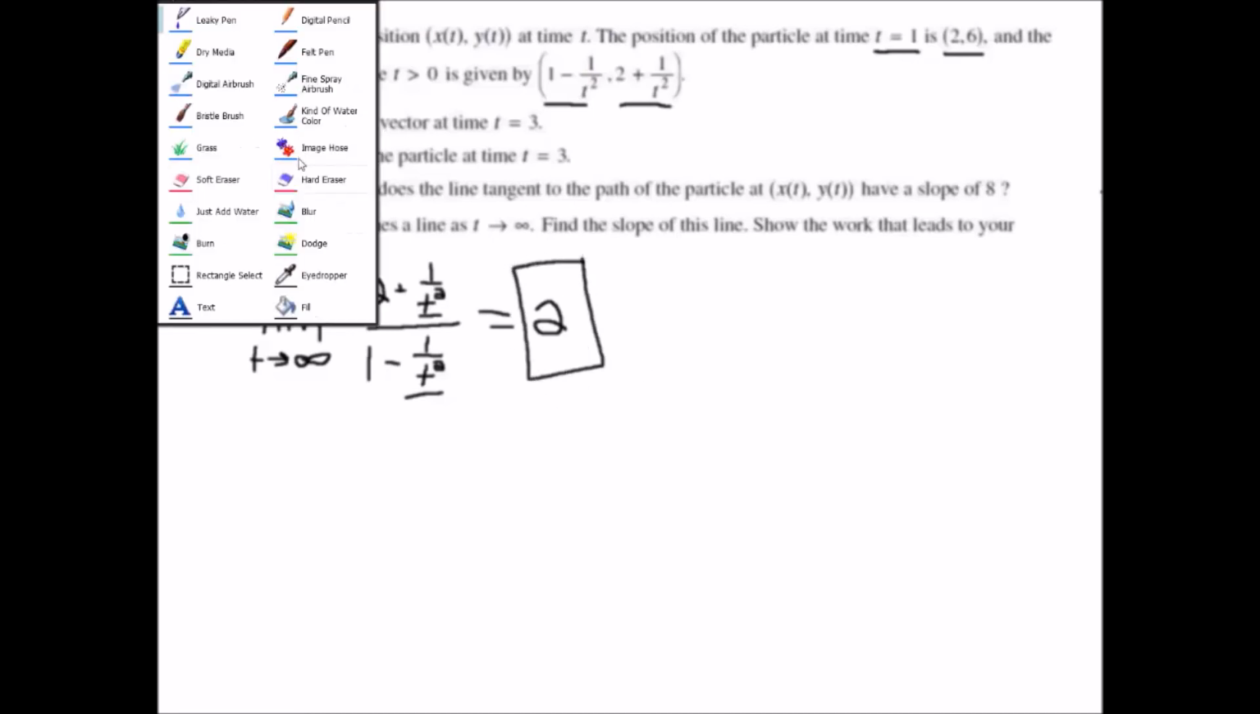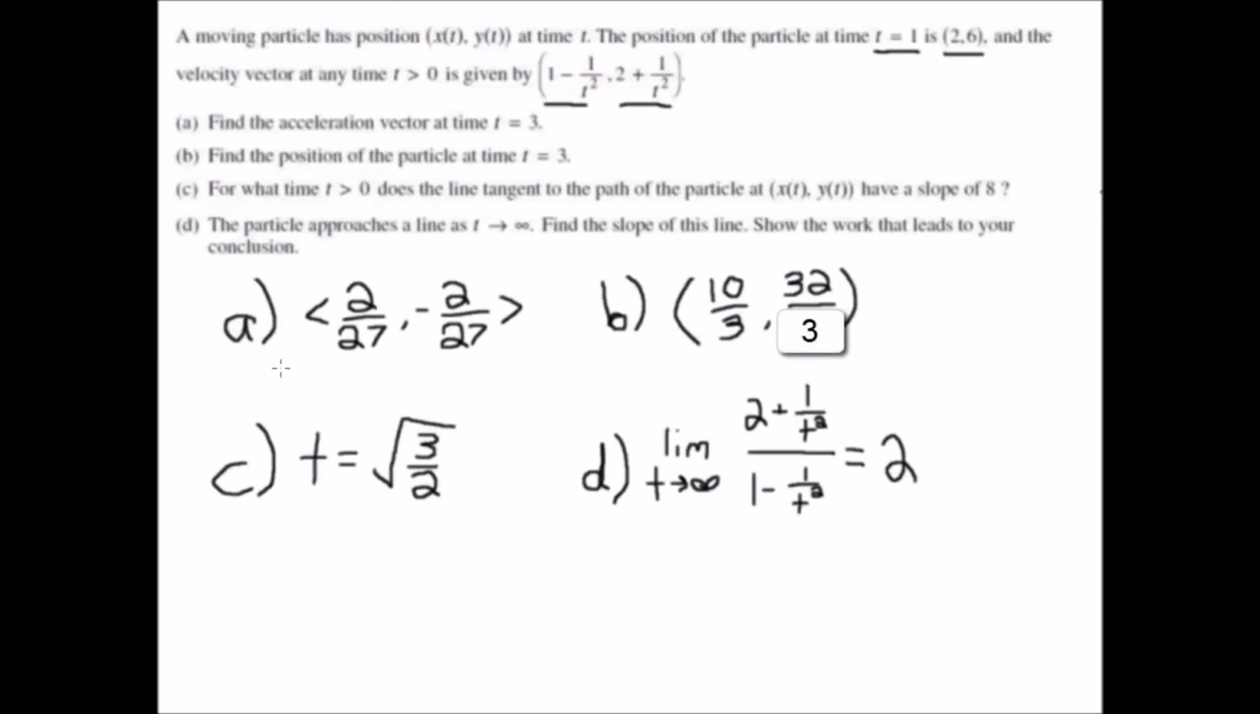Now I'm going to show you all of the answers together. Here are our final answers. The acceleration vector at time t equals 3 is 2 over 27 and negative 2 over 27. The position of the particle at time t equals 3 is 10 over 3, 32 over 3. The path of the particle has a slope of 8 at time square root 3 over 2, and the limit as t approaches infinity of dy dx is 2.